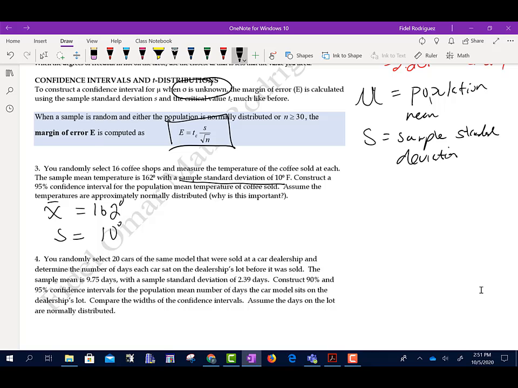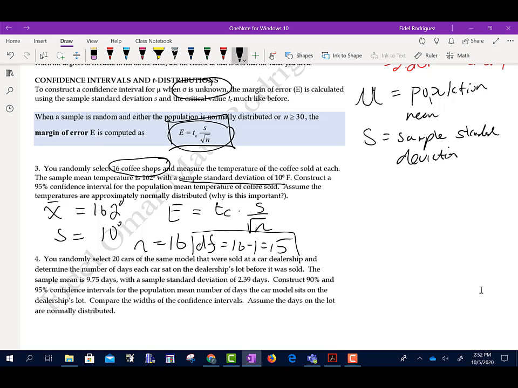So the first thing we want to do is find the error. To find the error, I'm going to use this formula right here: TC times S divided by the square root of N. Let's see, what else do we know? We know N. N in this case was 16. So if N is 16, remember my degrees of freedom is going to be 16 minus 1, which will be 15. The first thing we're going to do is find our TC value. We're going to go to 95% confidence with a degrees of freedom of 15.